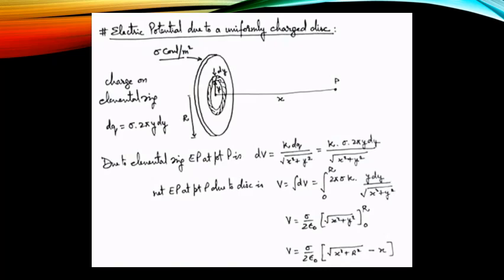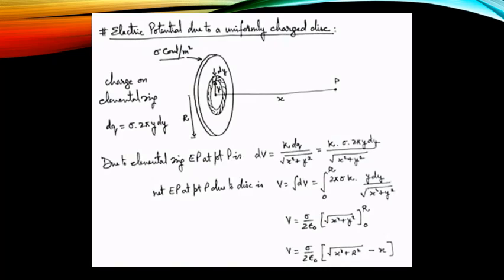Because it is a surface distribution, the elemental charge on the ring will be given by dq equal to sigma multiplied by 2 pi y multiplied by dy. Now we will use the expression for electrostatic potential due to a uniformly charged ring to find out electrostatic potential dV at point P due to the elemental ring. This potential dV is equal to k dq by under root x square plus y square, where k stands for 1 by 4 pi epsilon 0.